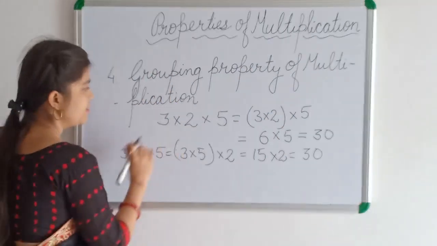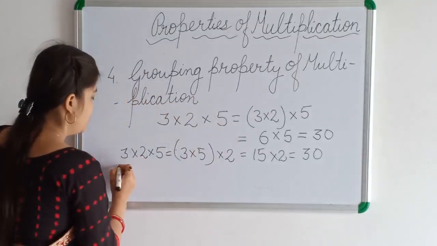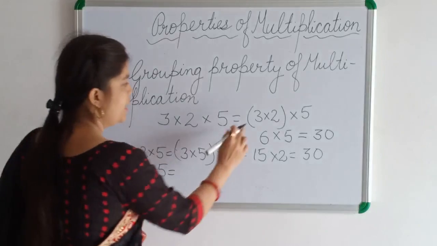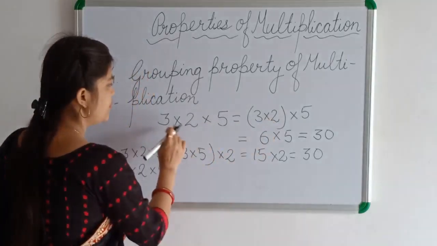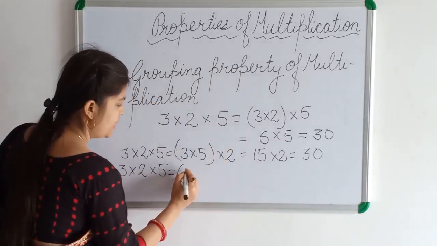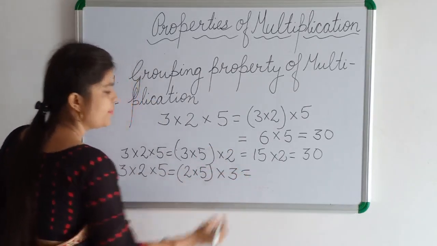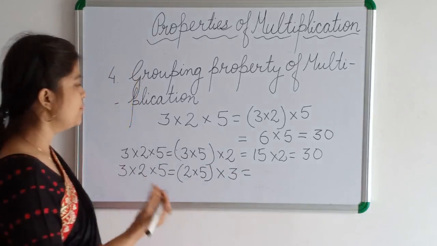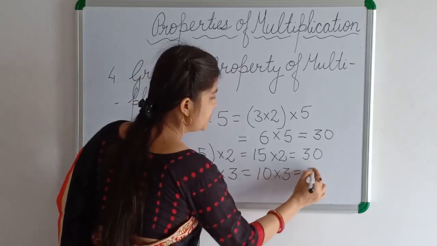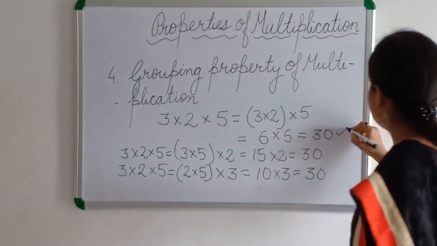Now again I am making a different group. In this group I am making a group of 2 and 5. So you can see here 3 into 2 into 5. Here I made a group of 3 and 2. Here I made a group of 3 and 5. Now I will make a group of 2 and 5. So here you will write 2 into 5, then into 3. You know the table of 2: 2 into 5 is equal to 10. And then 10 into 3 will be 30. So you can see here, every time I got the same product.